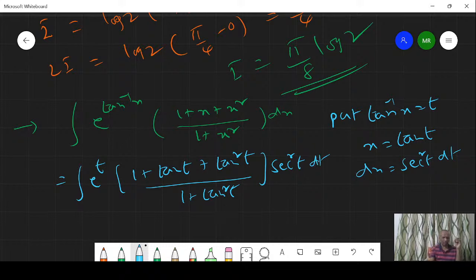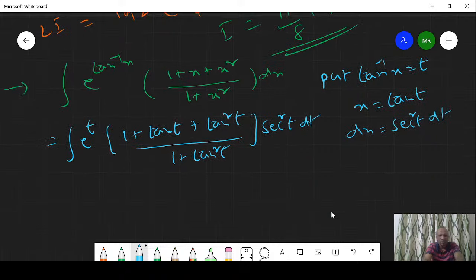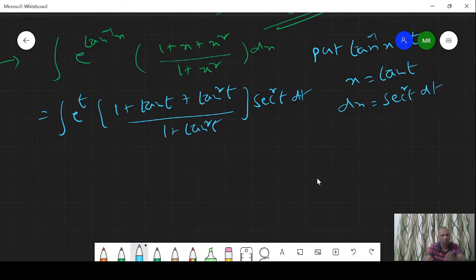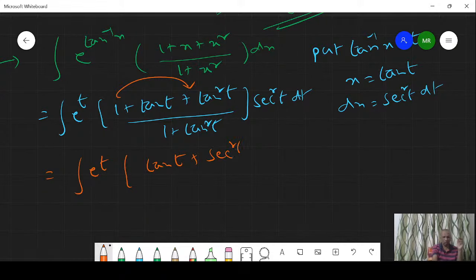Again we know 1 plus tan square t is secant square t. Wherever 1 plus tan square t, I can write secant square t. Correct. Now I can simplify. Here also you can see, now this one and this one, 1 plus tan square t. I can write e power t into tan t plus secant square t by secant square t into secant square t dt. Correct. Now you can see I can eliminate this one, right?